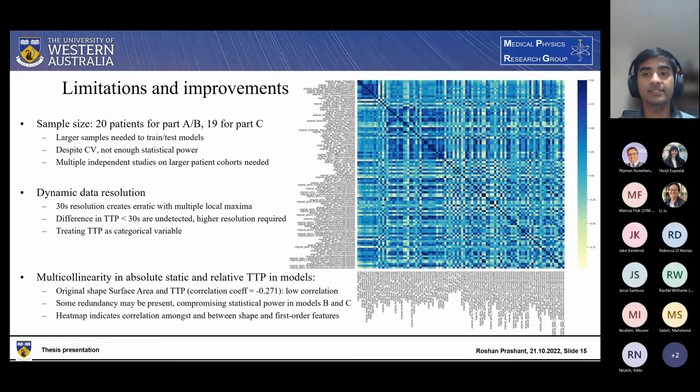There were several points of limitations and areas that could have been improved in this study, three of which I shall be discussing now. So one of the main ones was sample size, as there were only 20 patients surveyed, 20 patient sets of patient data analyzed in parts A and B, and only 19 in part C.